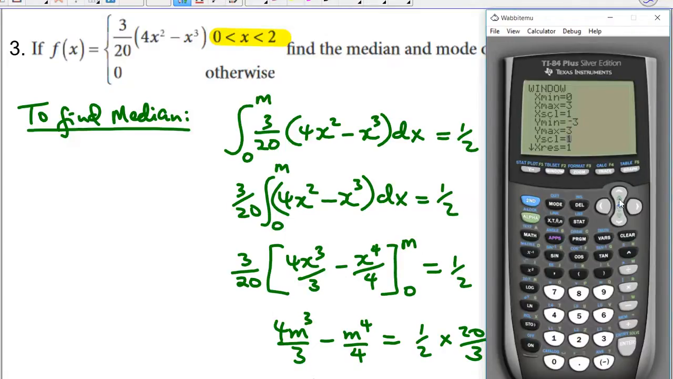x maximum 10. That's better. All right, so that's my function. So 1, 2, 3, 4, 5. I'll just put my x maximum to be 5 and y minimum to be -2. That's better. Better picture of the width. Okay.